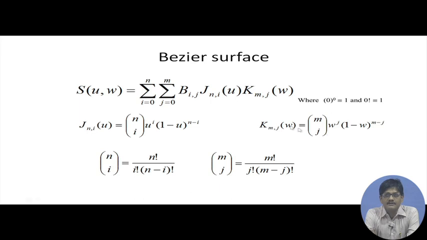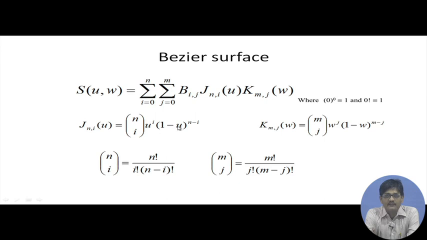So, this is the equation of the Bezier surface, which we will be taking up in more detail. This is the Bernstein polynomial, and let us have a quick look at what it looks like. This weight function, multiplied with all the control point coordinates, is equal to nCi u to the power i multiplied by (1 minus u) to the power n minus i.